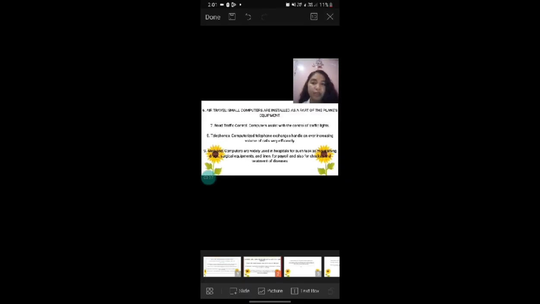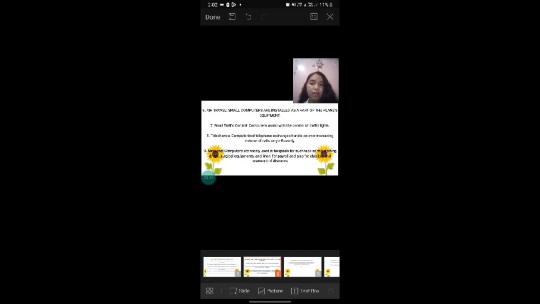And number six, air travel. Small computers are installed as part of the plane's equipment, and computers help control airplanes and ensure safe travel, monitoring the flight.